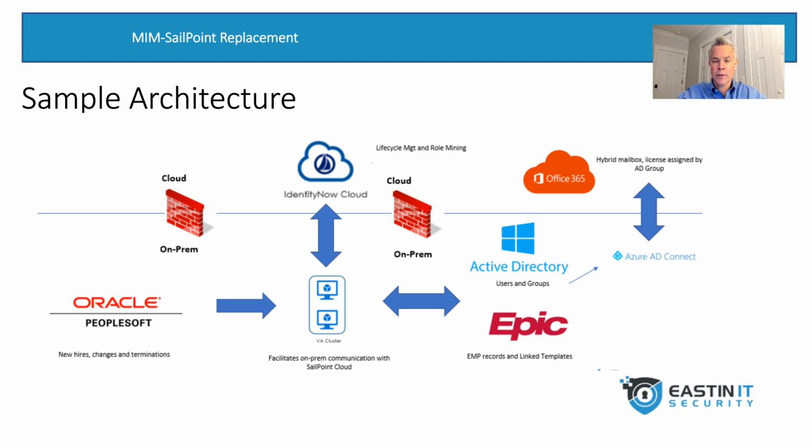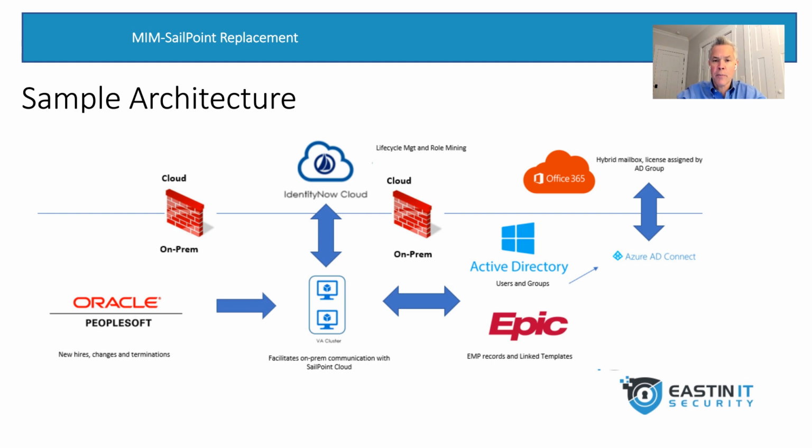Just to be upfront, I developed this chart or this graph myself. This is not anything official from SailPoint, so I'm going to use it for illustrative purposes only. So in the sample architecture here, we've got the identity management cloud, which you see up top. We've got the virtual appliance, the VA cluster here in the center, and the on-prem communication between cloud and your HR system and Active Directory and Epic, that's all controlled through this virtual appliance that you see here in the center part of the screen. And essentially, that's the way that the IdentityNow cloud talks to all your on-premise systems.